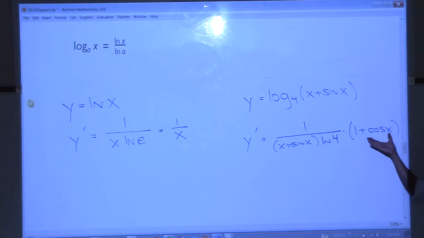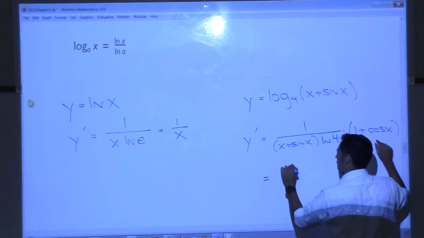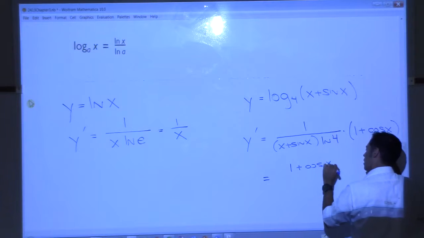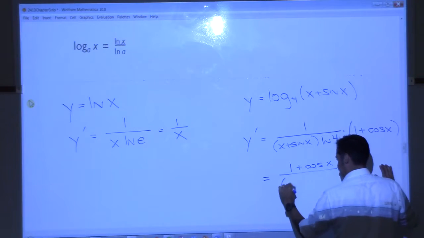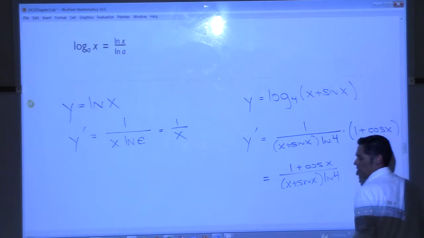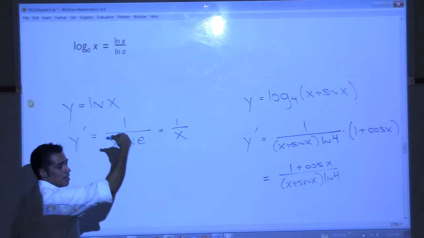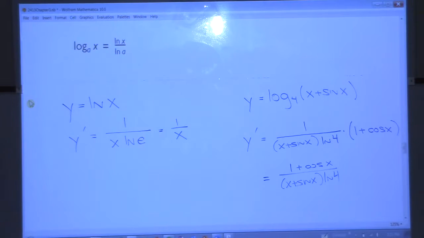Now, a lot of times we'll take this right here and we'll just slide it up top. So we'll just make that be 1 plus cosine x over x plus sine x. Jackson, what was your question? Did you have a question? No, that 1 plus cosine x is on top. That makes sense, that one?